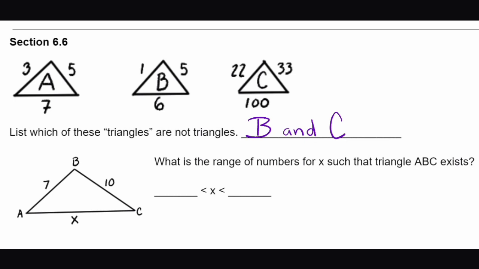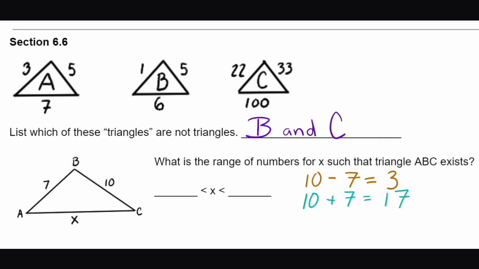So we need to know what X is. The possibilities range from the smallest side to the largest side. So let's start with the smallest side. For X to be the smallest side, that means the largest side subtracted by the middle side is going to be equal to the smallest number that it can't be, which in this case, 10 minus 7 is 3.